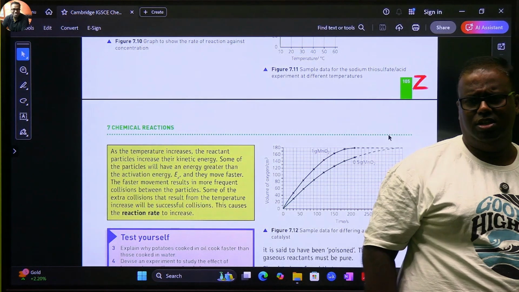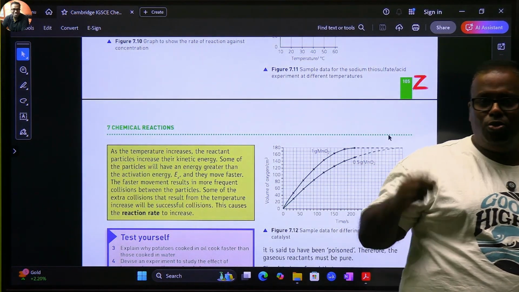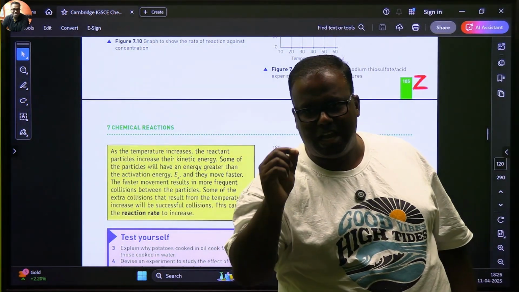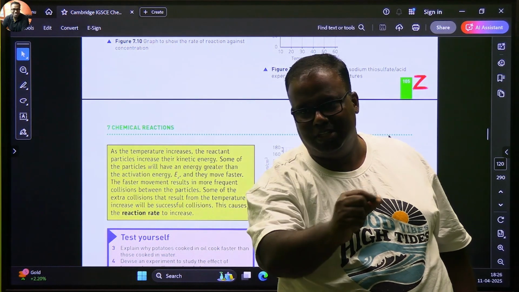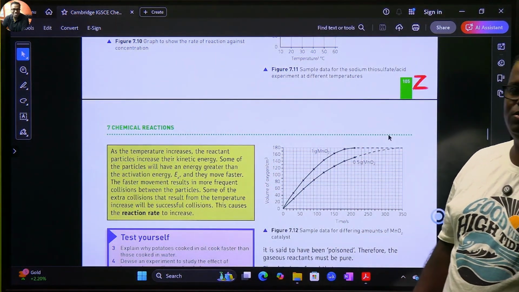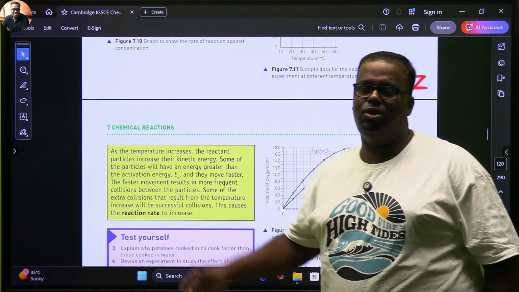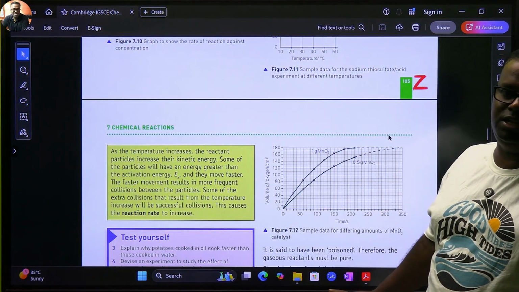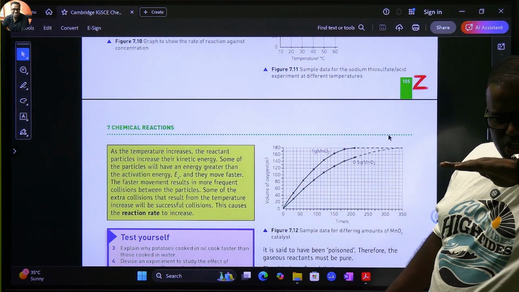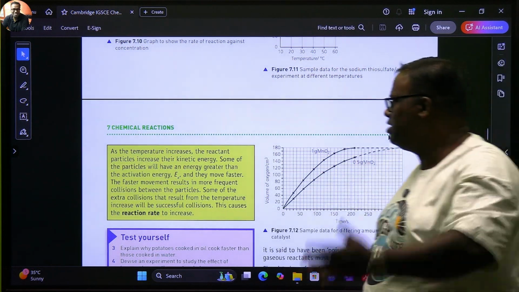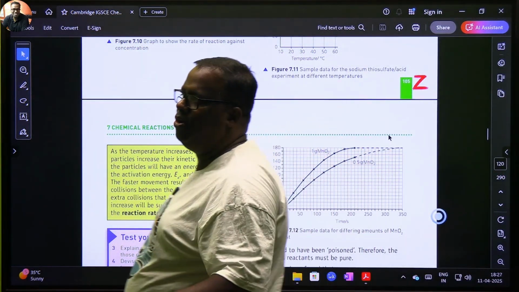So what? We know that for the reaction to initiate, the activation energy demand has to be met. So you gave it energy from outside. So some of them gained energy greater than the activation energy. And once the activation energy barrier has been crossed, we call it the threshold barrier. Once that barrier has been crossed, the reaction will automatically initiate.